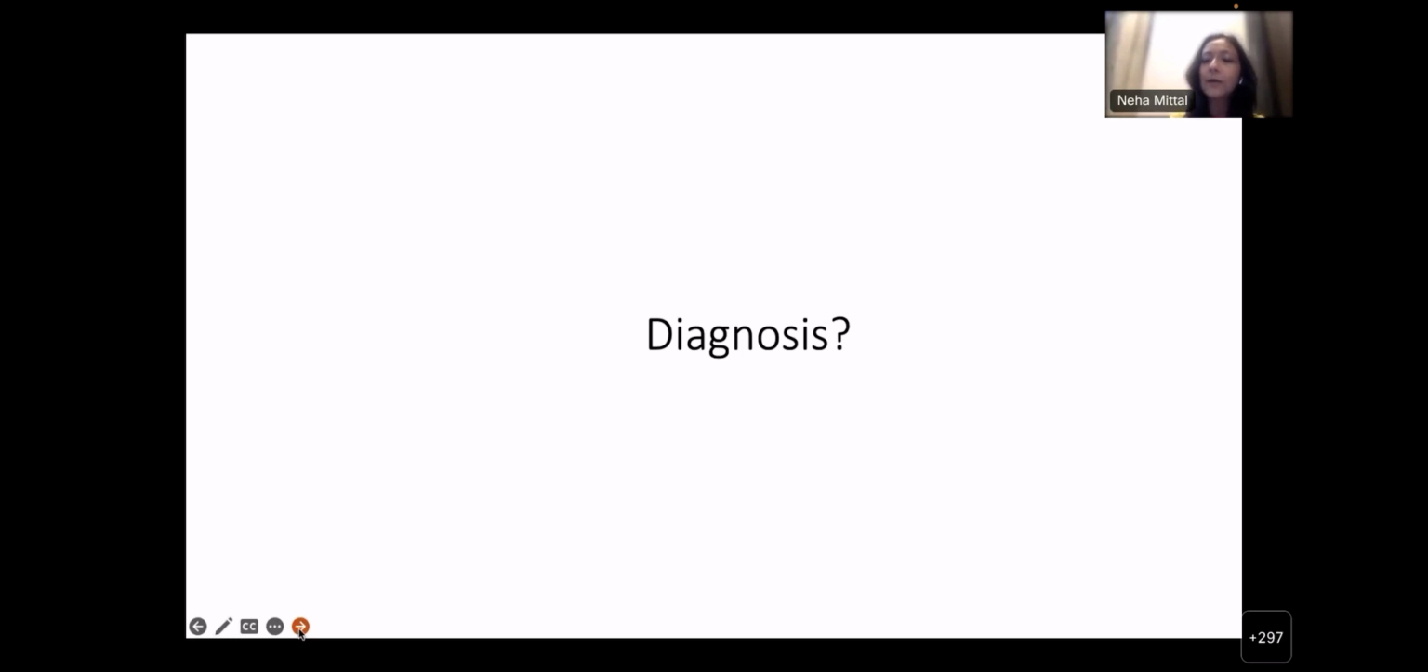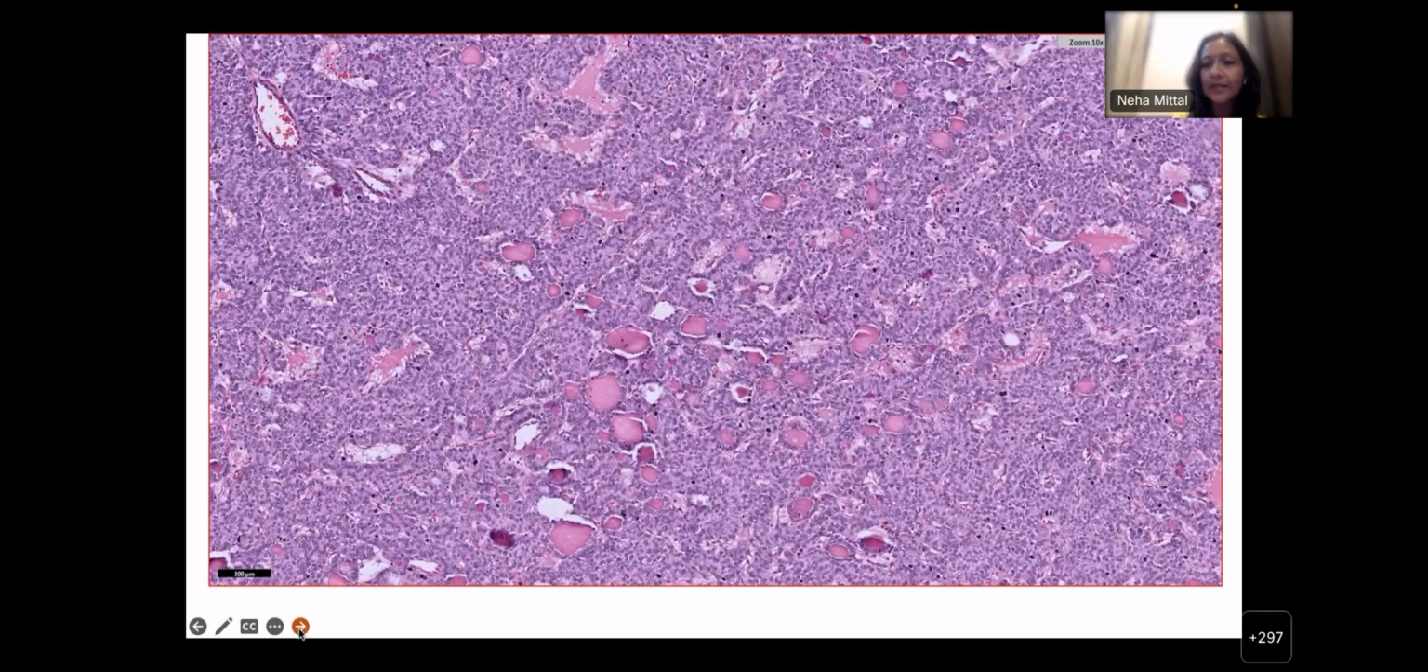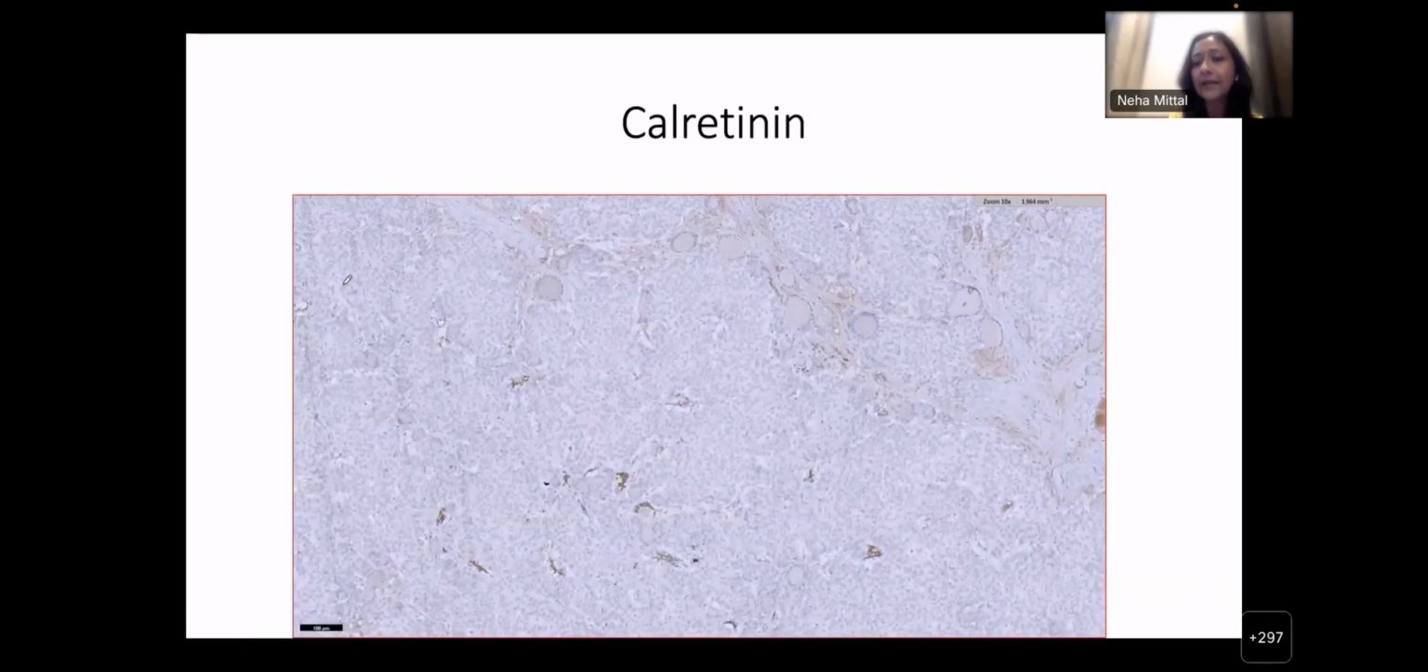Okay, so let's start with the panel that Atul has told us. A few more pictures, just to see if you want to change your mind or if there are any other thoughts that you're getting. So this is the calretinine. How do you interpret the calretinine here? Weakly positive.